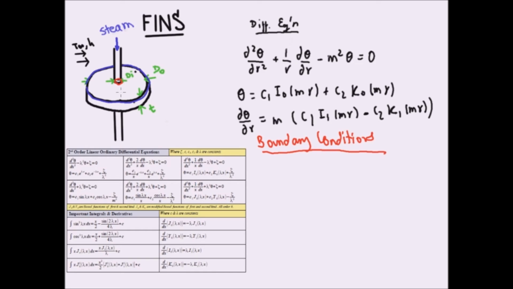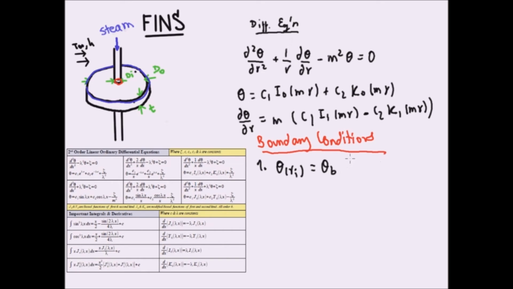Right, so let's first go over the boundary condition at this inner surface, at this circular ring here. The first boundary condition would be at the base, and we know the temperature at the base. So theta evaluated at Ri, this inner radius, is equal to theta b, or the base excess temperature.